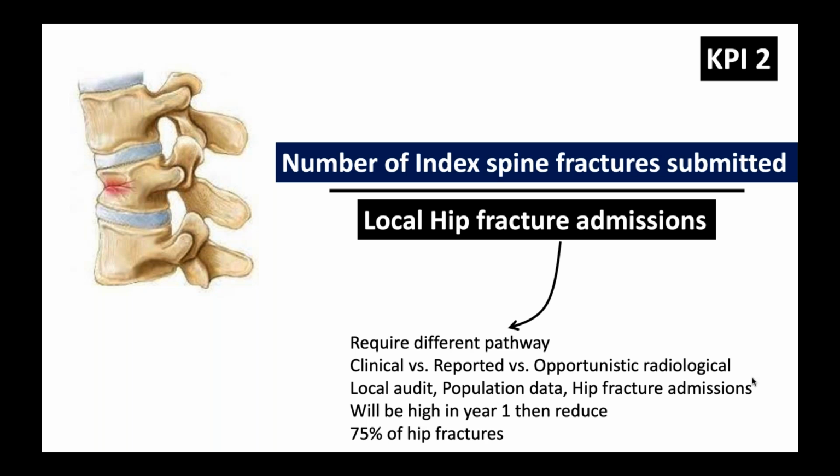So the next KPI is around spine fractures, and these are challenging, and that's because they often come into healthcare systems by non-trauma routes. So you need a different way to identify them. They may be coming in clinically with back pain, you may be picking up through Dexa and VFA, or you may be finding them through having scans for other reasons, what we call opportunistic radiological assessment.